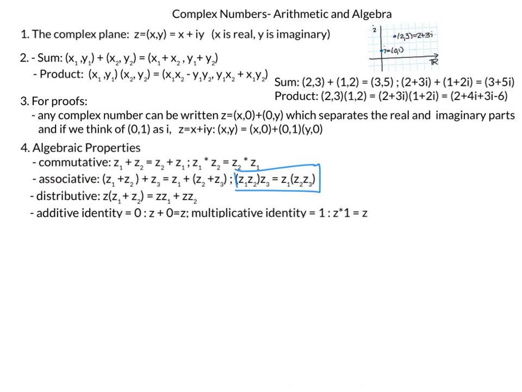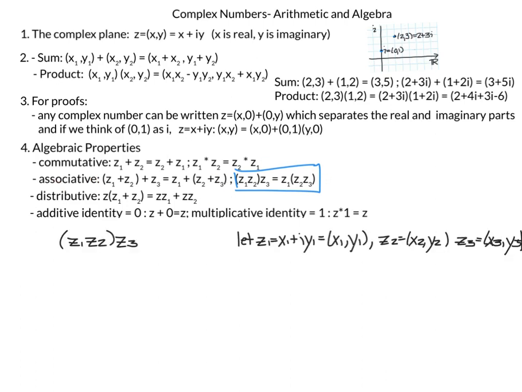Next, I'm going to show associativity of multiplication. And much like the last example, first I'm going to start with z1 times z2. Those get multiplied first, and then z3. And like the last example, I'm going to expand out my z1 to be x1 plus i y1, which are the coordinates x1, y1. Similarly, for z2, I'm going to expand it out into coordinates x2, y2, and z3 as x3, y3.